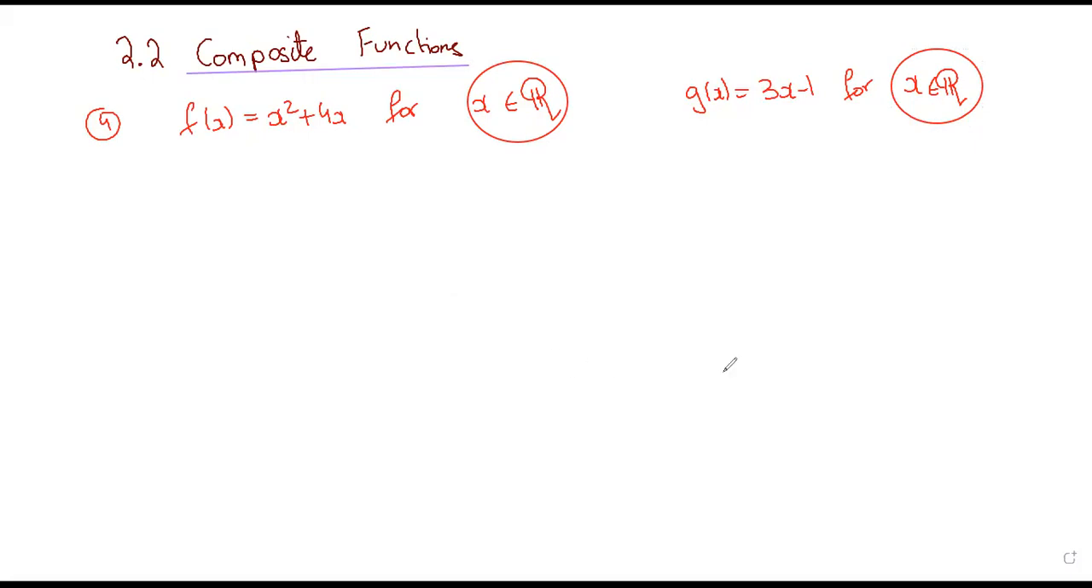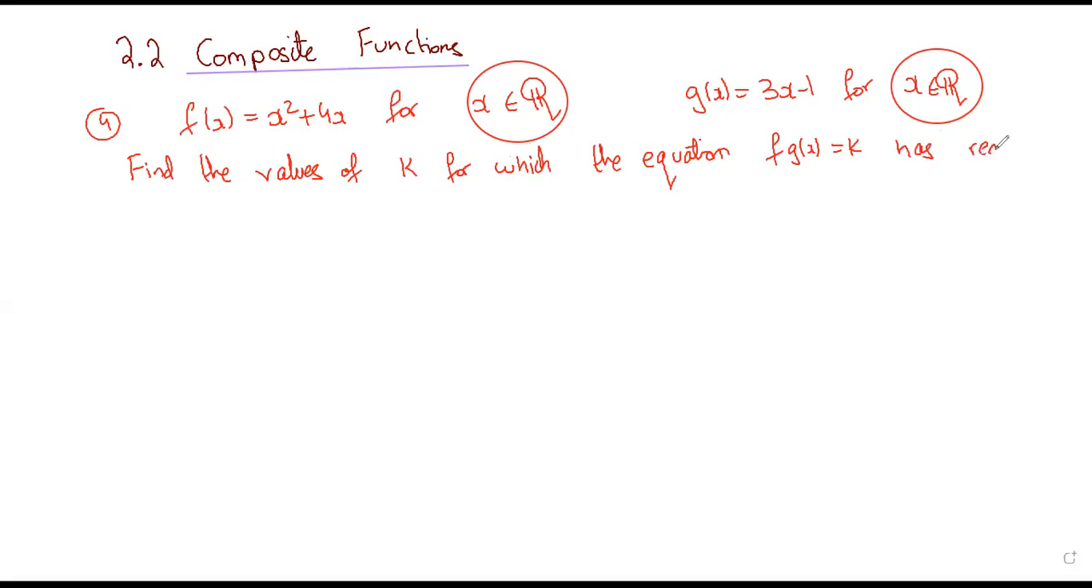Okay, the question is a bit different now. The question says, find the values of k for which the equation f of g of x is equal to k has real solutions. All right, okay. Now this is the question. Let's talk about the question first.